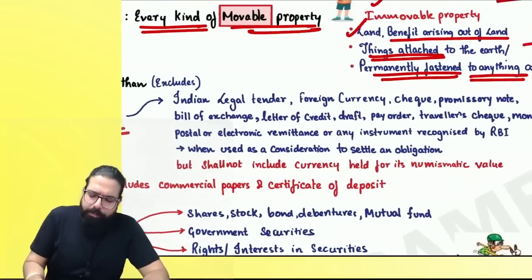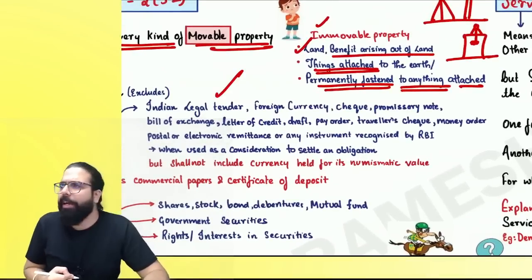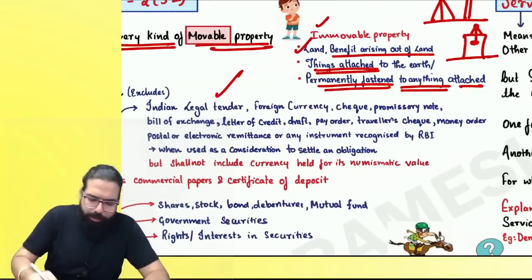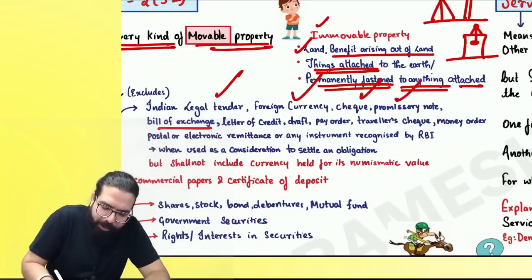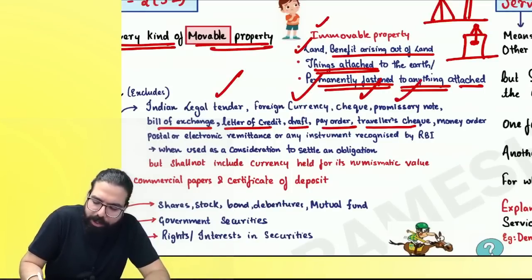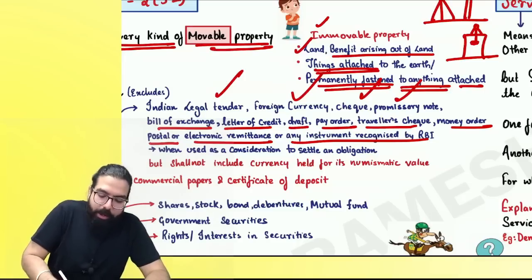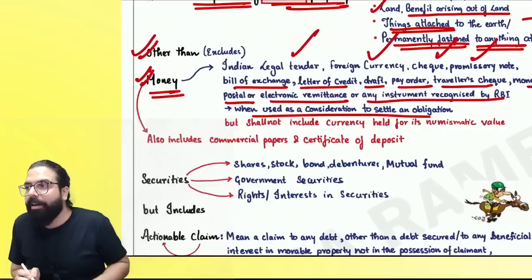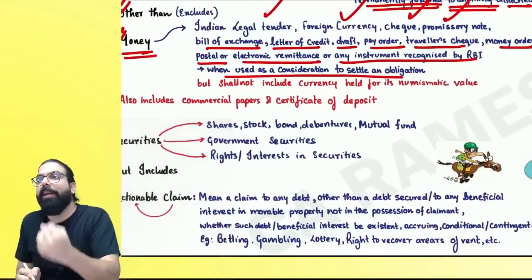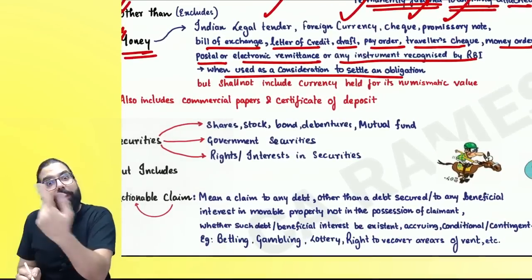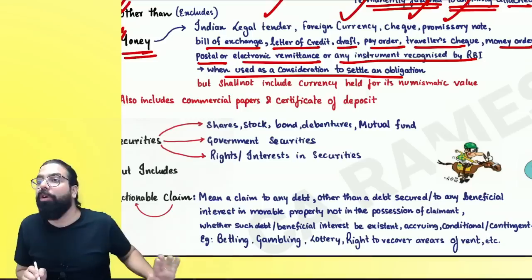What do you mean by money? You can call it Indian legal tender. INR is also money. Foreign currency, cheque, promissory note, bill of exchange, letter of credit, draft, pay order, traveller's cheque, money order, postal or electronic remittance, or any other instrument recognized by the RBI when you are using it as a consideration to settle an obligation. Anything which is recognized by the RBI which you can use to settle an obligation is also money.